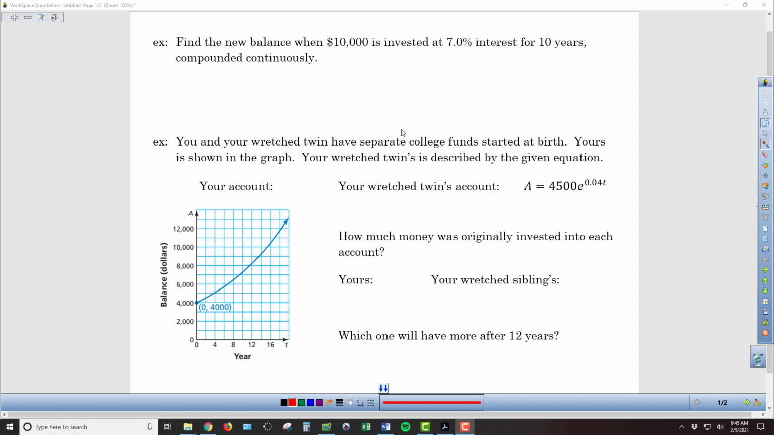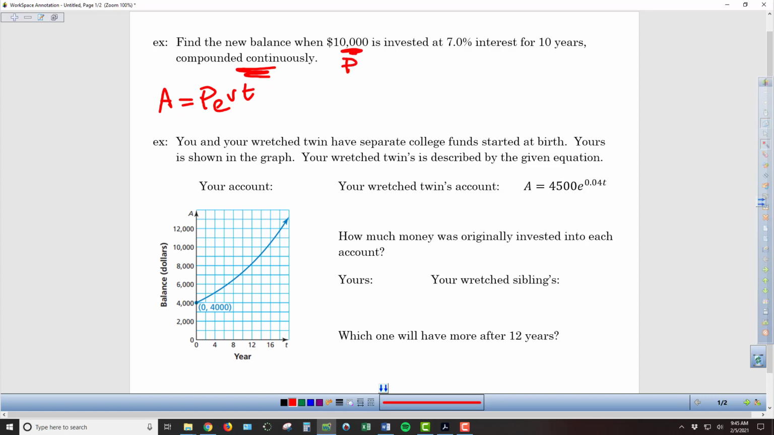In the example here, we're going to be using the continuous change model, as indicated by the fact that we're told that the amount is going to be compounded continuously. So that's our A equals Pe^(rt). And so the 10,000 is going to be our initial investment.